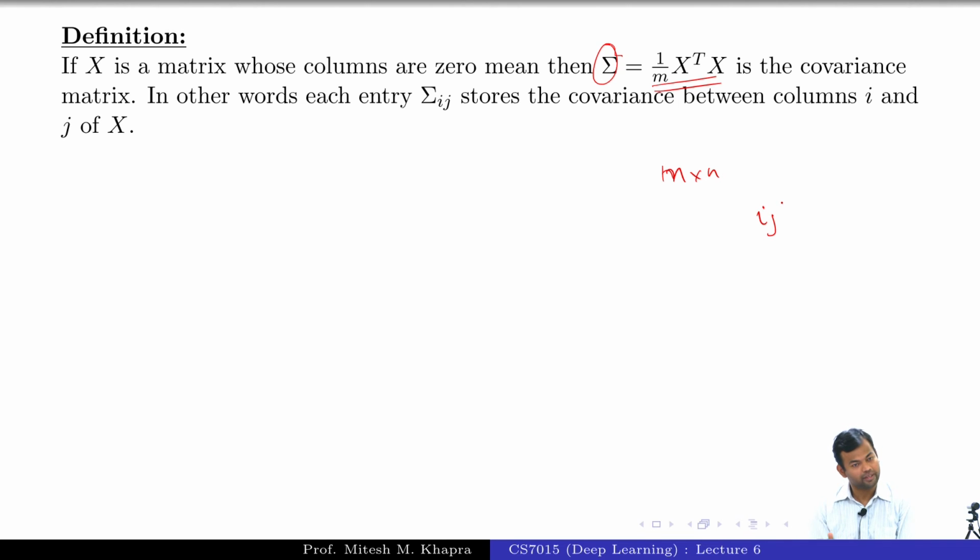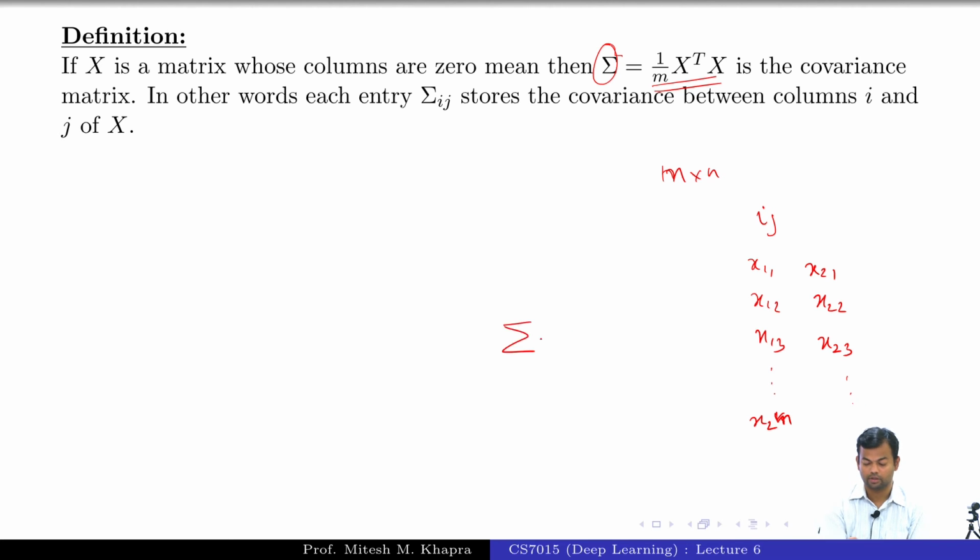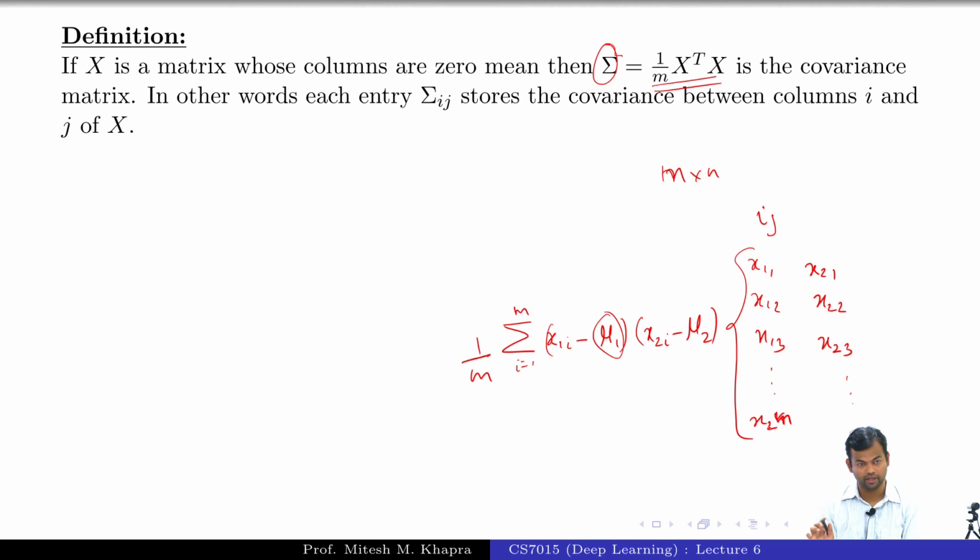Is that fine? Now what's the formula for covariance? Suppose I give you 2 columns: x11, x12, x13 and so on up to m, and x21, x22, x23 and so on. Can you give me a formula? It is the summation from i equal to 1 to m of (x1i minus mu1) times (x2i minus mu2), divided by m. Anything else in the denominator? No? Is it fine? And what is mu1? Mu1 is just the average of this. So this is the covariance formula.